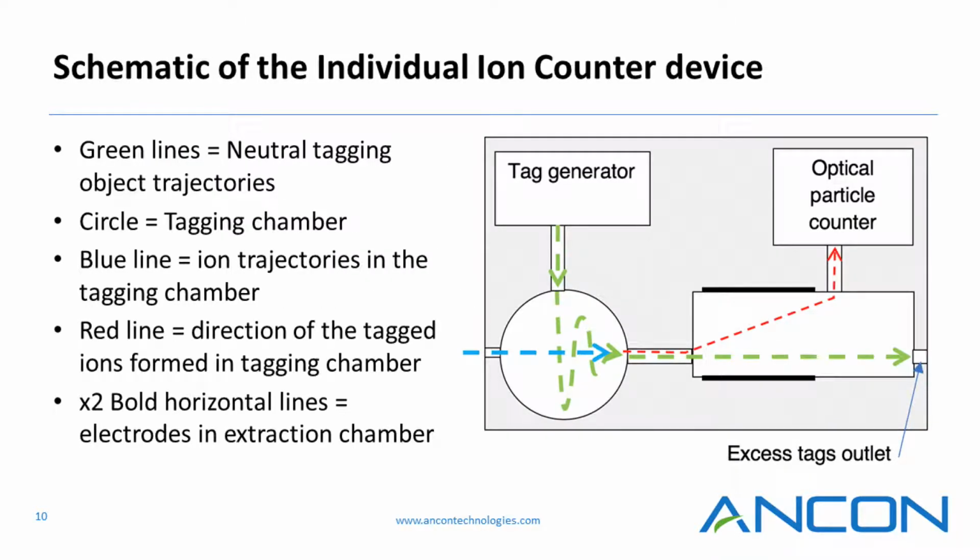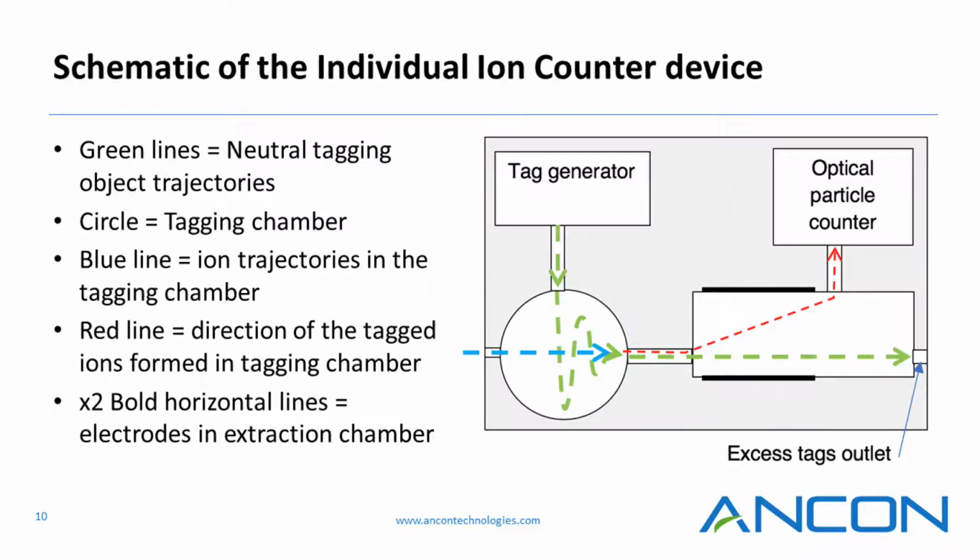This diagram is a schematic of the individual ion counter device. The green dashed lines show the neutral tagging object trajectories, and the tagging chamber is shown with a circle. The blue dashed line schematically shows the ion trajectories within the tagging chamber. The red dashed lines indicate the direction of the tagged ions, which were formed in the tagging chamber, as they passed the electrodes. This concept was realized in a setup containing 4 modules: a tag generator, a tagging chamber, a tagged ion extraction chamber, and an optical particle counter.